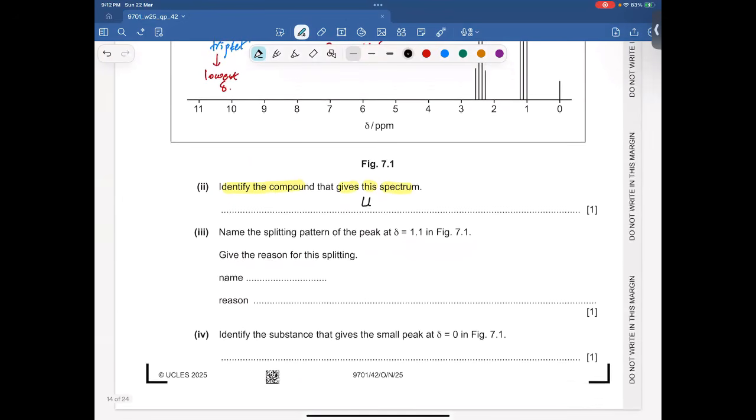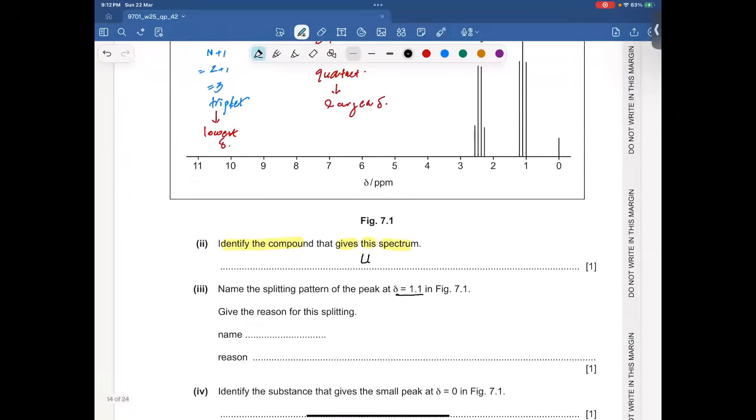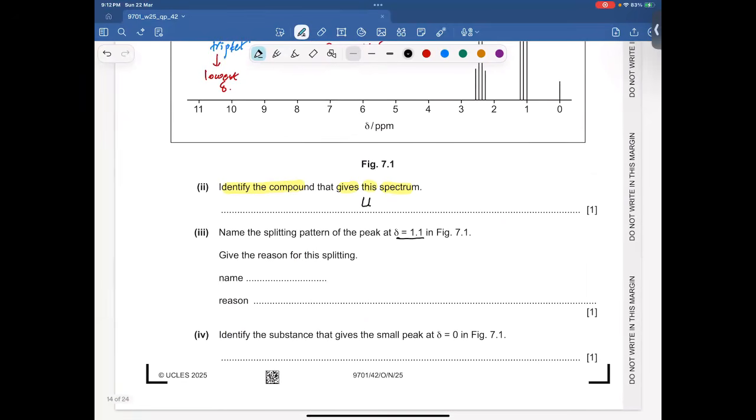Okay. Name the splitting pattern of the peak at 1.1. Since it has the lowest value of chemical shift, which means the examiner is looking for the triplet. So the name of the splitting pattern is triplet. Why are we getting the triplet? Because we have 2 hydrogen atoms in the neighbor carbon, in the adjacent carbon.